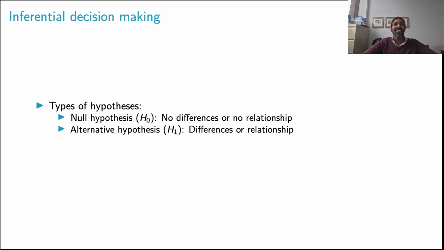Types of hypotheses. So we have the null hypothesis. There's no difference or no relationship is typically how it's thought of, and the alternative hypothesis, which is that differences are there or there's an effect or some sort of relationship that we see.